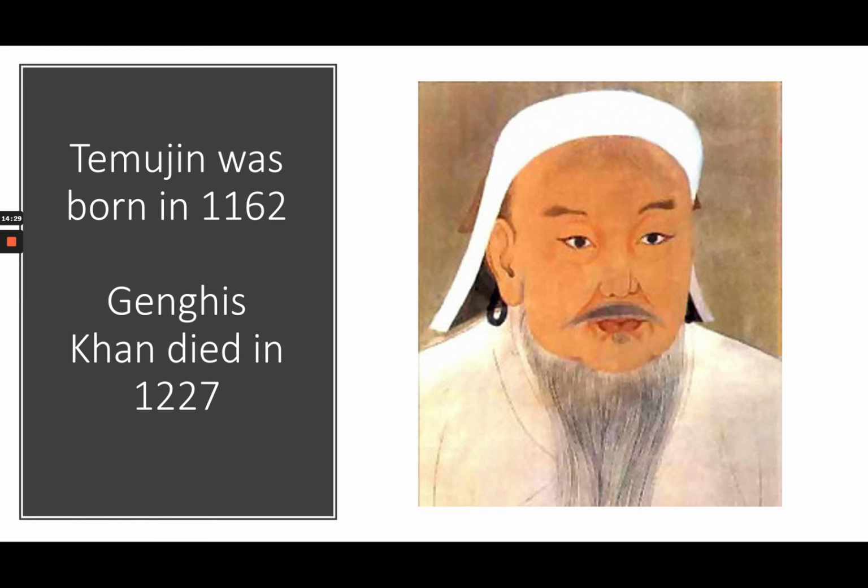He was born in 1162. His name when he was born was not Genghis Khan, it was Temujin. He was known as Genghis Khan later on in his life, and he died in 1227 at the age of about 65 years old.